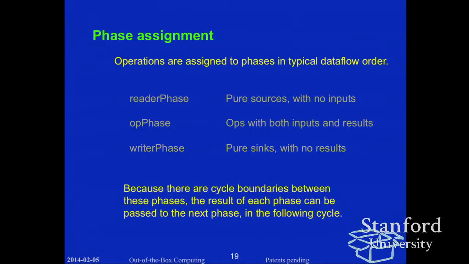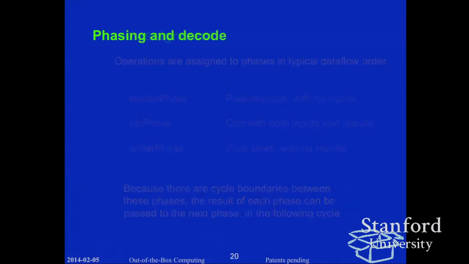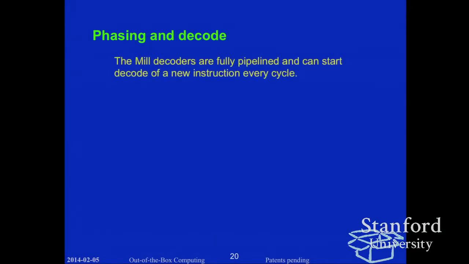There are cycle boundaries between these, and as a result, each phase can, in fact, pass to the subsequent phase, even though they are in the same instruction, because they issue at different times. How that works with a decode: on most machines, in particular most VLIWs and other wide issues, all of the operations of a single instruction are decoded simultaneously, and they're all made available to the execution unit simultaneously. Not on the Mill. The Mill is way too wide for that. The Mill is exceptionally wide.